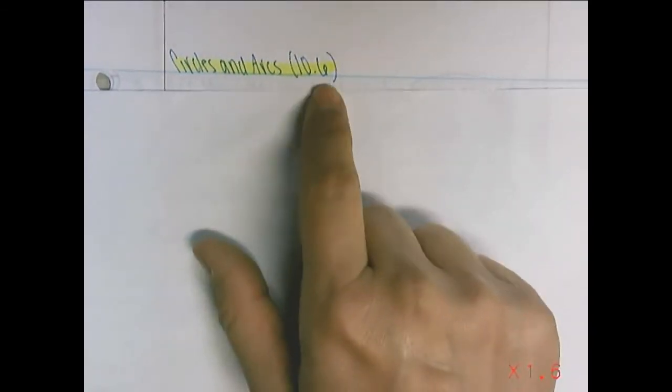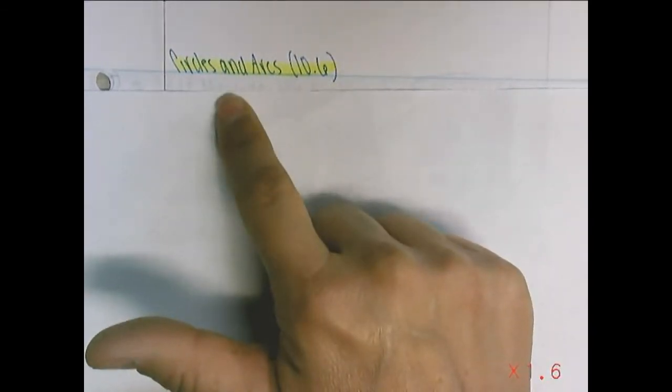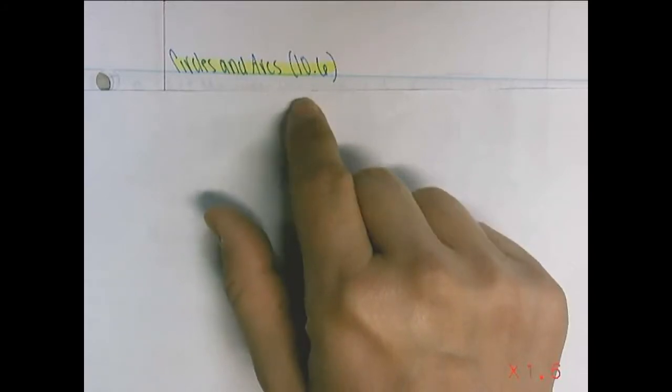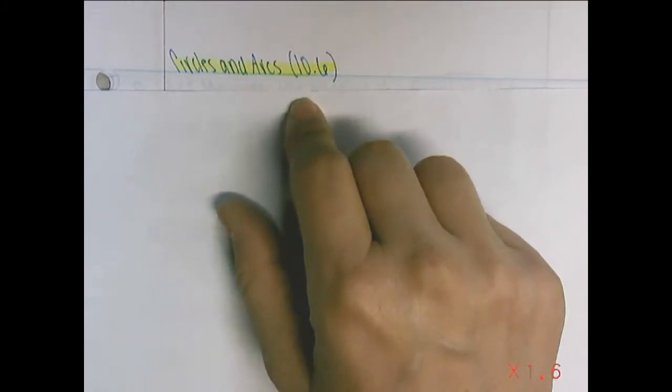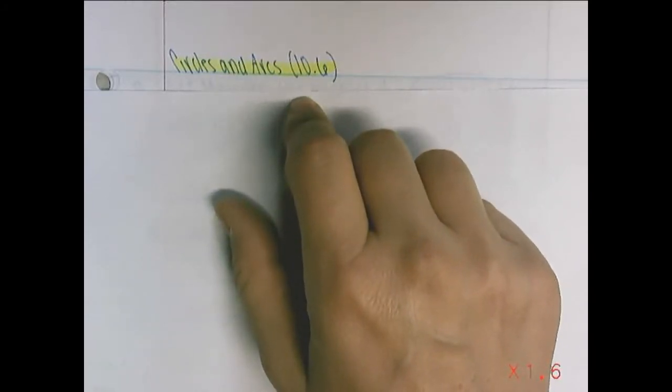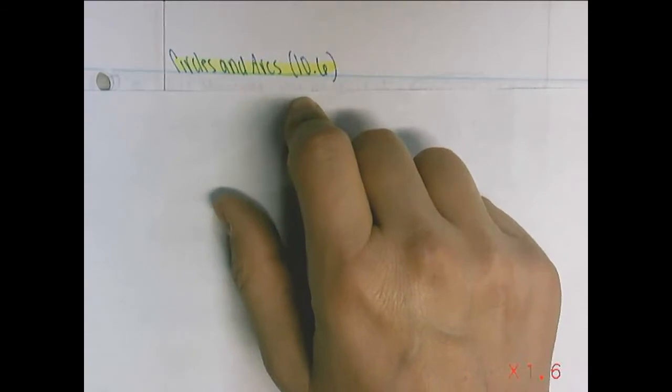We're going to start with Chapter 10, Section 6, Circles and Arcs. From here we're going to move to 10.7, and then from 10.7 we're going to move into Chapter 12, which is purely circles. Alright, so circles and arcs.